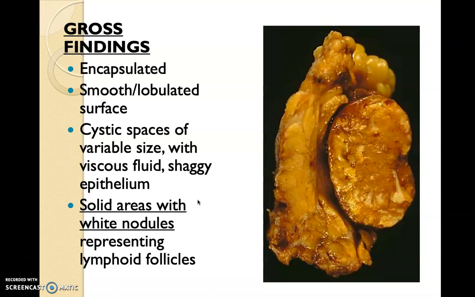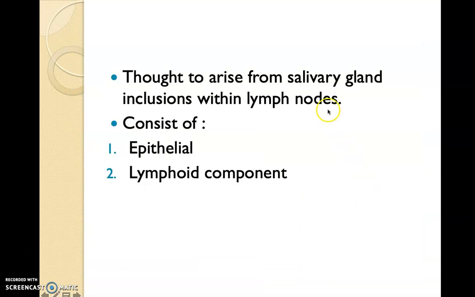So the gross finding, it will be encapsulated just like pleomorphic adenoma, smooth, and there will be a little bit of cystic spaces. Okay, and in the solid area, you can see white nodules. Okay, this is different compared to pleomorphic adenoma, because Warthin's tumor has lymphoid follicles. Remember, originally they say it's because of the lymphoid. So they say it may arise from salivary gland, but with the inclusion of the lymph node. So that's why you have the lymphoid follicle, which is white in color in gross pathology.